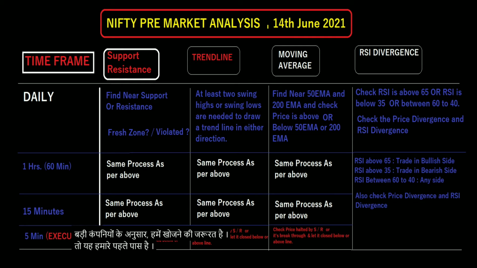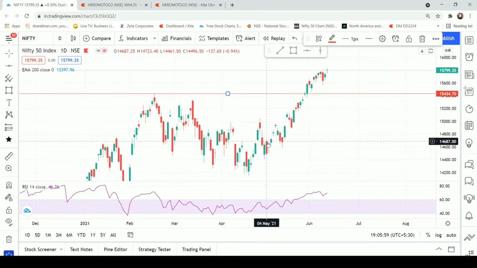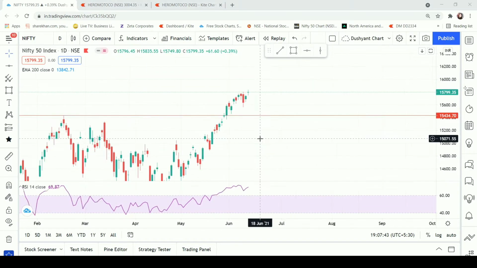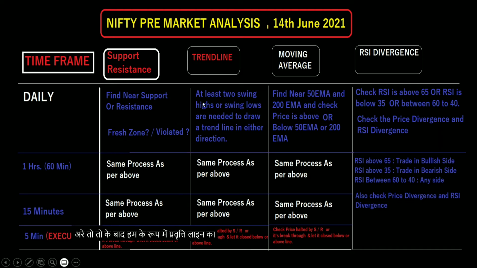So we are in the daily time frame, and as per my measures, we need to find the near support and resistance in Nifty. This is our first near support. That was the resistance before. Then after that we need to use a trend line as per my measures. At least two swing highs or swing lows are needed to draw a trend line in either direction.